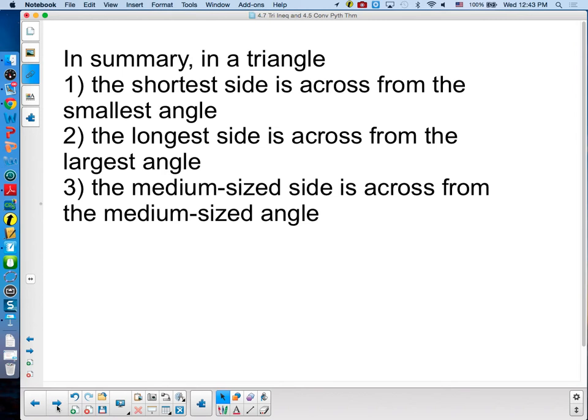Okay, this one should be less than. NM is across from the 40-degree angle. NP is across from the 80-degree angle, so NM is going to be smaller.